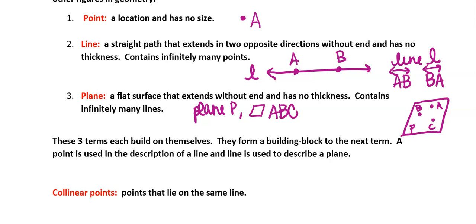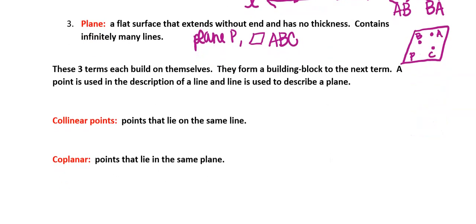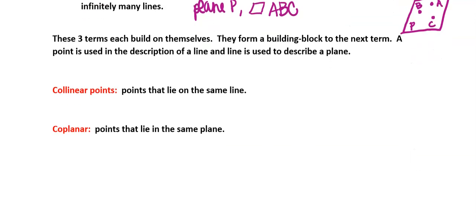A plane contains infinitely many lines. I don't have any lines drawn on here. We could draw lines through BC as long as there's 2 points. You can have a line going through there. I think that's all about planes. These three terms build on themselves. They form a building block to the next term. So like I said before, a point is used in the description of a line, and a line is used to describe a plane. The next two definitions are collinear and coplanar. Collinear means points that lie on the same line.